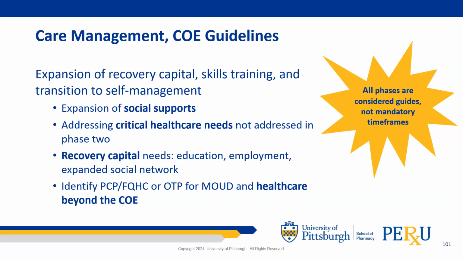The third phase is also used to identify a PCP or FQHC or OTP where clients can receive MOUD and healthcare services beyond the COE. The BARC 10 should be assessed at 6-month intervals to demonstrate recovery capital. Successful discharge includes enrolling clients in a PCP, FQHC, or OTP where they can receive ongoing MOUD and healthcare services.